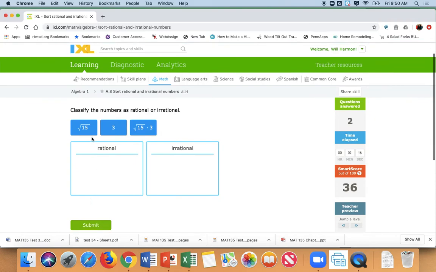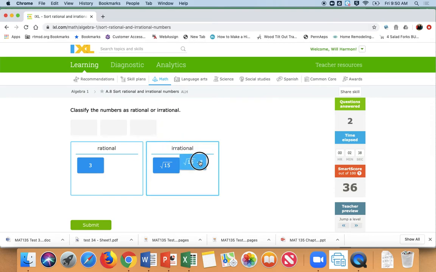All right, here, square root of 15, you've got to ask yourself, is that a perfect square? And the answer is no, it's not. Because the square root of 15 is not a perfect square, since the square root of 16 is a perfect square. So 3, well, that's rational, just like 5 was in the last problem. And an irrational times a rational is going to be irrational.